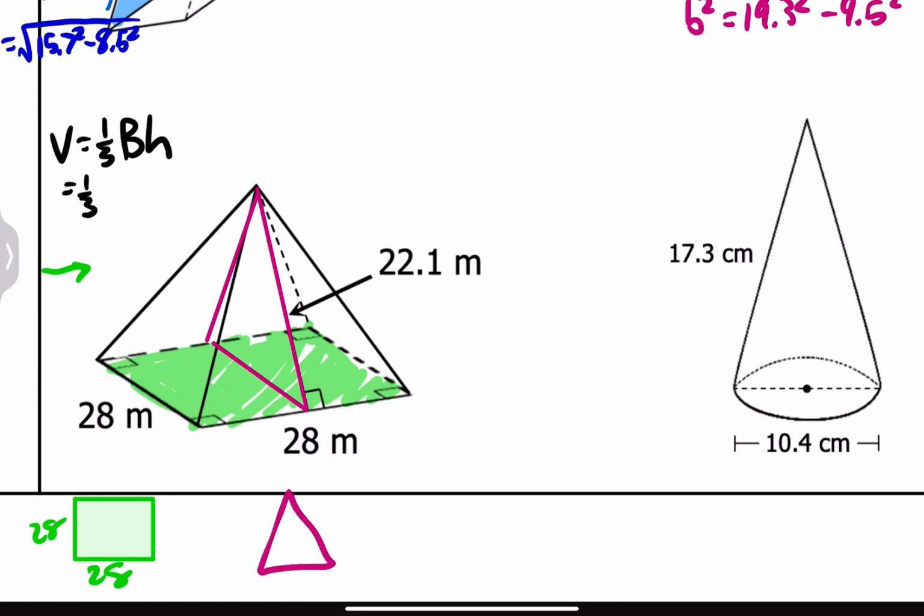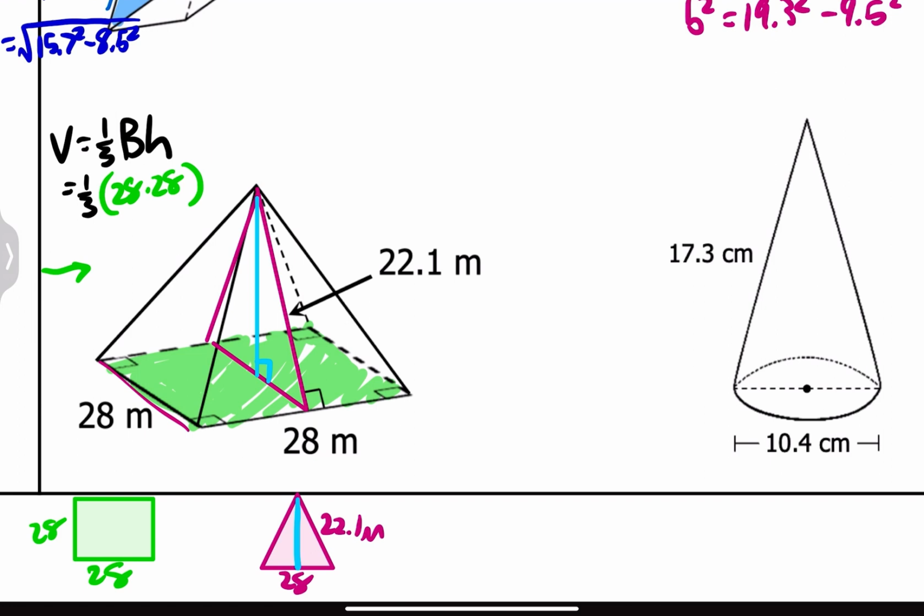So this, we know the bottom part is 28. We know the side height or slant height is 22.1. What we need to find is the actual height, this. And just to draw it in here too, we need to find that piece. So first, area of our base is 28 times 28.